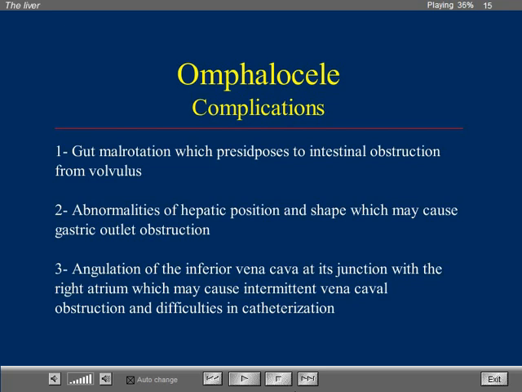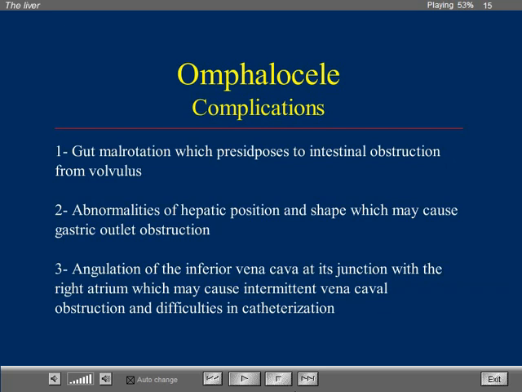So this is to remind you that whenever we see an epigastric mass, either radiologically or when clinically the mass is palpated in the epigastrium, we must always think of an enlarged left lobe of the liver, which either may represent an anatomic variation or a pathological condition.